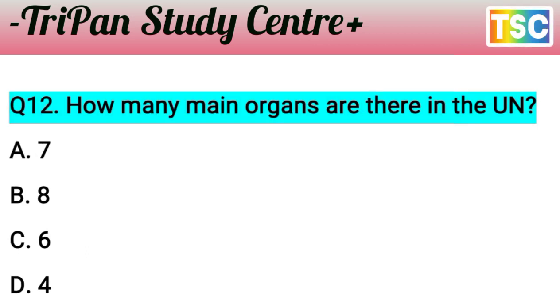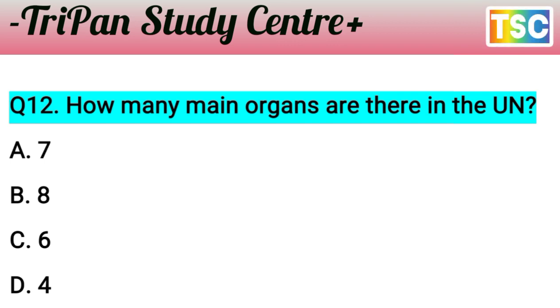The next question arrives here, that's important. How many main organs are there in the UN? Options: A 7, B 8, C 6 and D 4. But test your knowledge first of all. I give you 5 seconds. Note it in your notebook for the right answer. You must have a thought of your answer. Let's see what the answer to this question is.